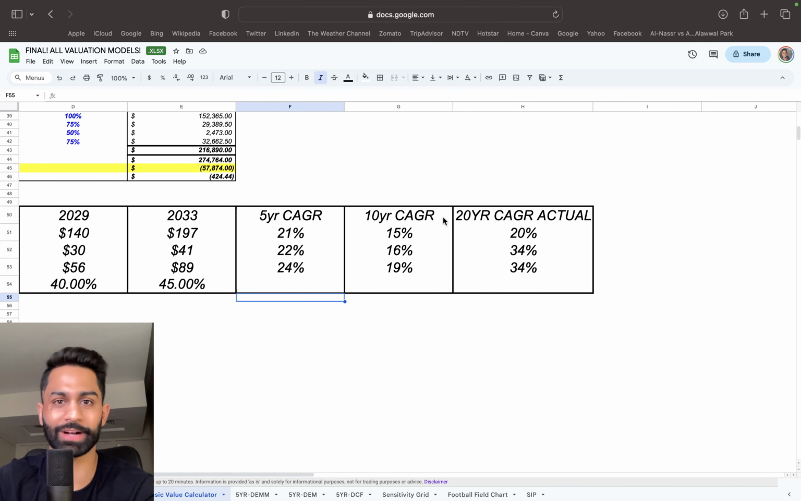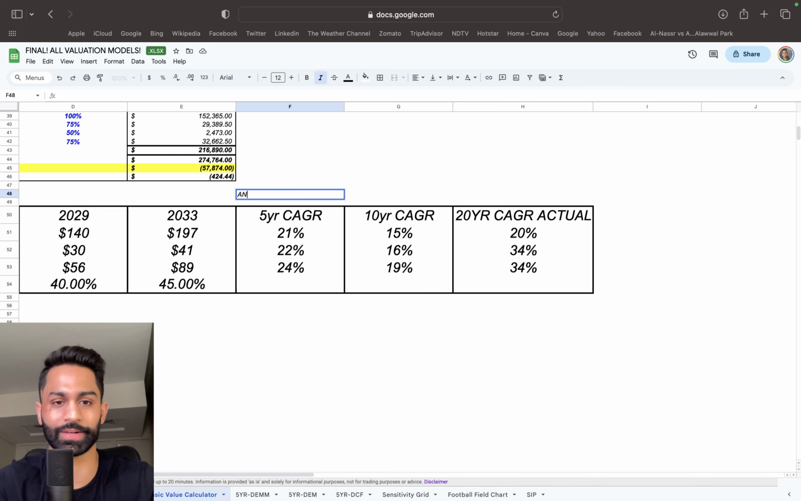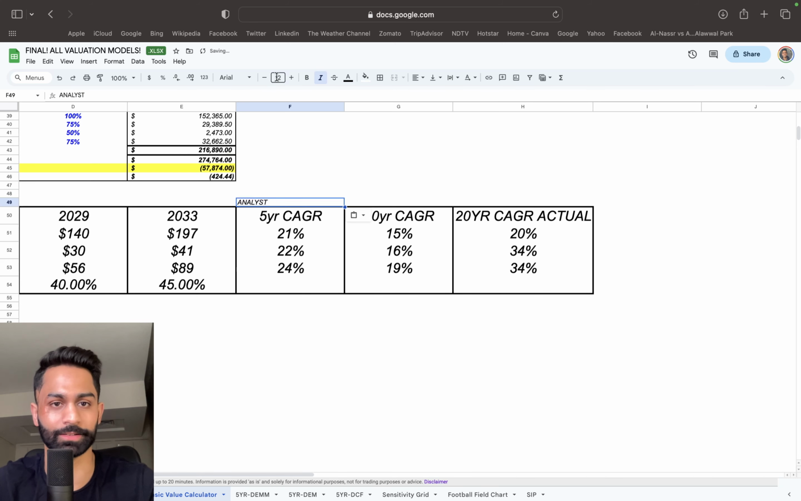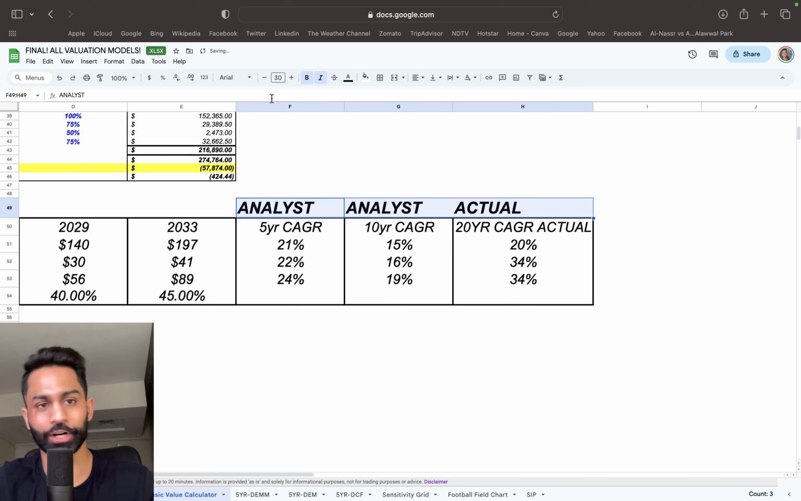Okay, so now we've got the numbers to play around with. The 5-year CAGR, this is analyst. So this right here is the analyst estimates. I'm just going to move that down here and make it a little bit bigger. This is the analyst expectations, this is also analyst expectations, and this is the actual. So we're just going to move that over here. This is the actual for revenue, earnings, and free cash flow.